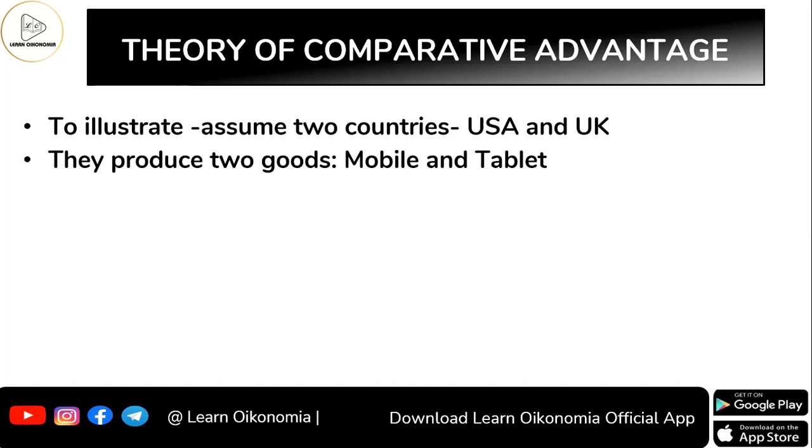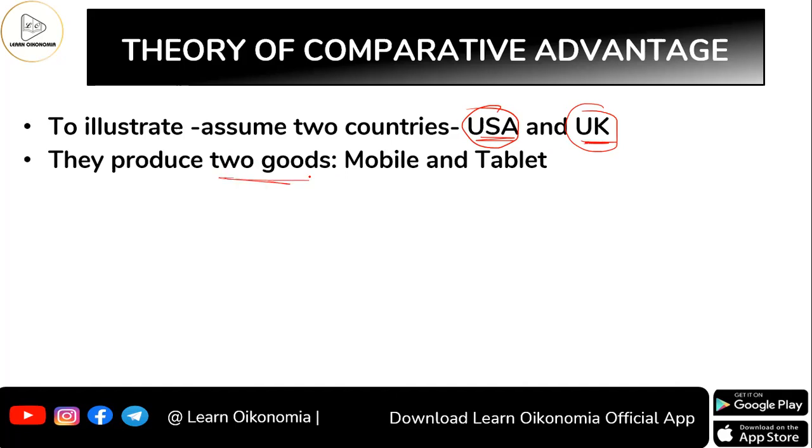To illustrate it better, I'm giving names to the two countries. The first nation is called USA and the second nation is UK. So in our two nation model, the first nation is called USA and the second nation is UK. Then we have to move on to the two goods scenario.